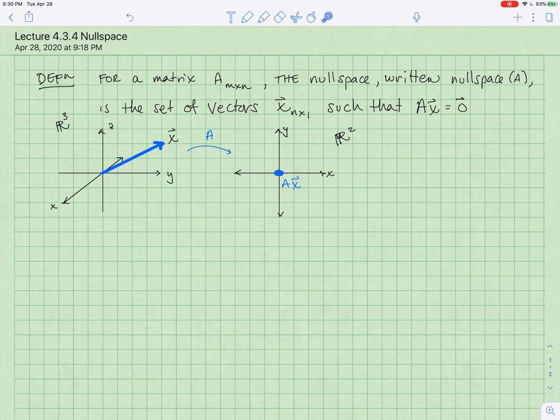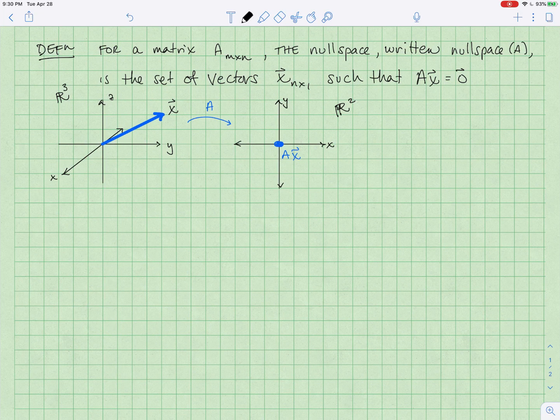So what does that even really mean? We haven't really talked about linear transformations or what matrices do. So let's take a look at maybe a matrix like, consider A equal to 2, 1, 3, 1, 5, 2. This is a 2 by 3.